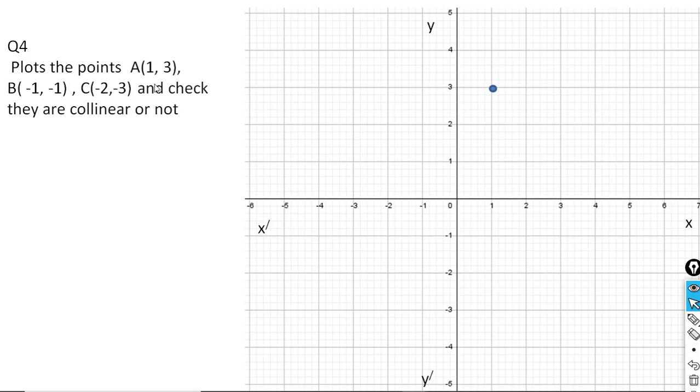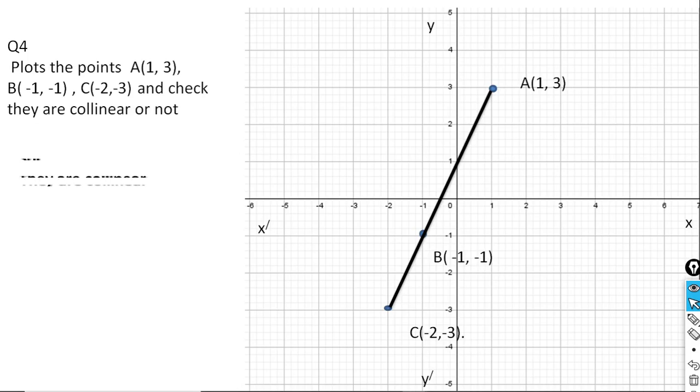Let us plot point A, (1, 3), x is 1, y is 3, first quadrant. Point B, (-1, -1) in the third quadrant, and point C, (-2, -3) in the third quadrant. When we join them, they will form a straight line. It means these points are collinear.